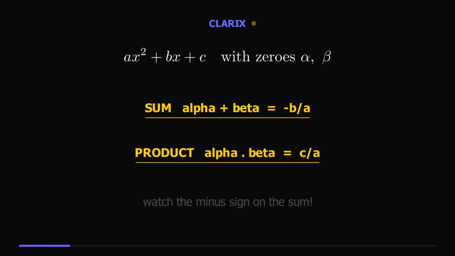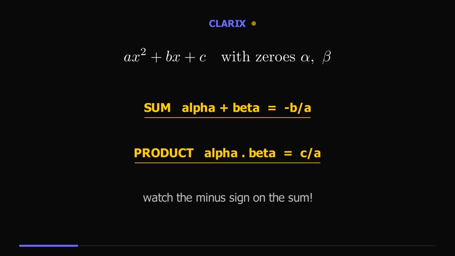Take any quadratic ax squared plus bx plus c and call its two zeros alpha and beta. Those are just Greek letter names for the two zeros. Then two beautiful things are always true. The sum of the zeros, alpha plus beta, equals minus b over a, and the product of the zeros, alpha times beta, equals c over a. In words, the sum is minus the coefficient of x divided by the coefficient of x squared. The product is the constant term divided by the coefficient of x squared. Watch the minus sign on the sum. That's the number one place people slip.